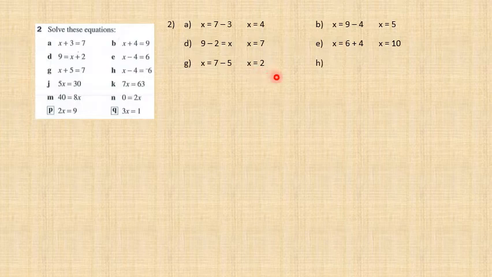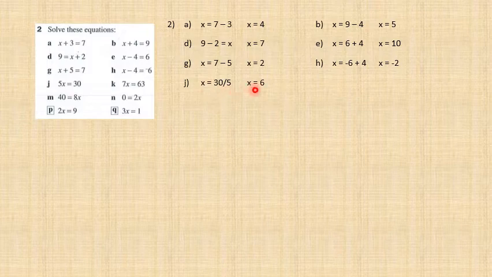And question H, x minus 4 equals negative 6. So I will make it negative 6 plus 4, which is going to be equals to negative 2. In question J, here it's 5x, which means 5 times x equals 30. So the inverse operation of times is divide, of course. So I will make it x equals 30 divided by 5, which equals 6. So x equals 6. In question K, 7x equals 63.